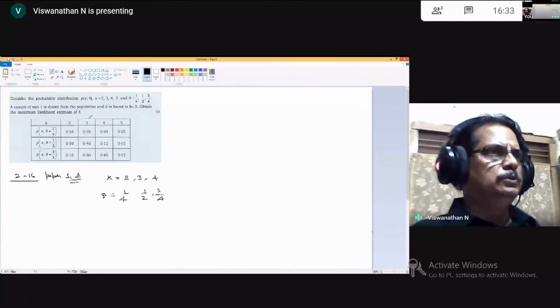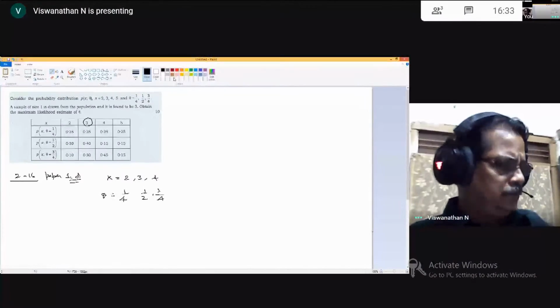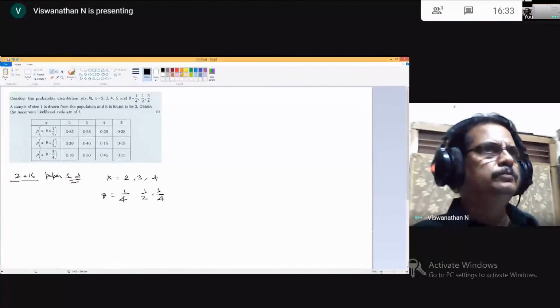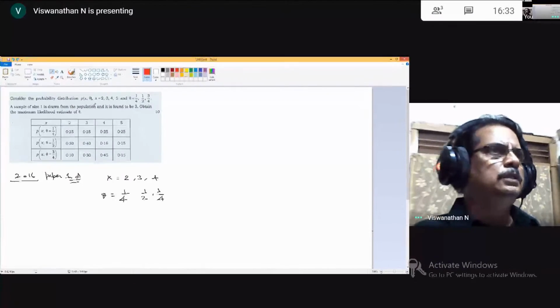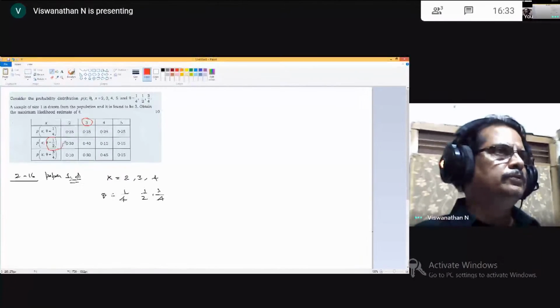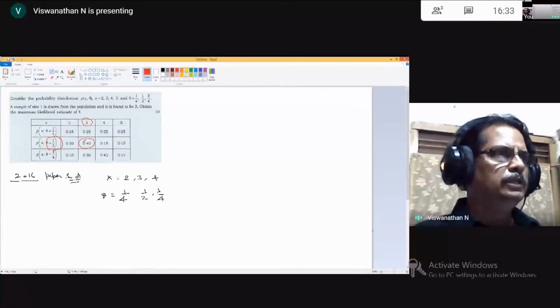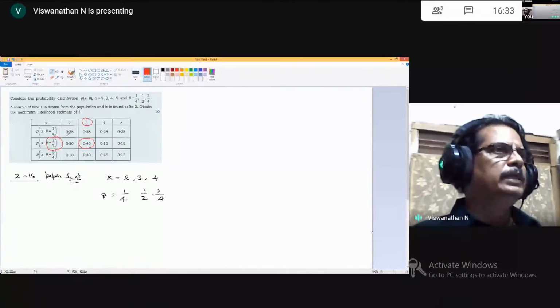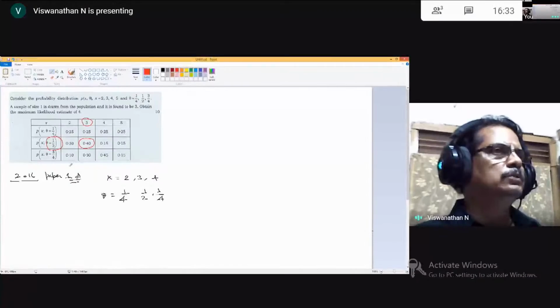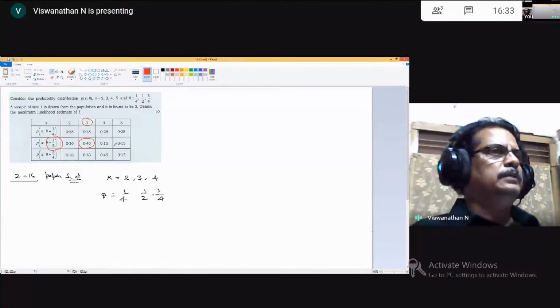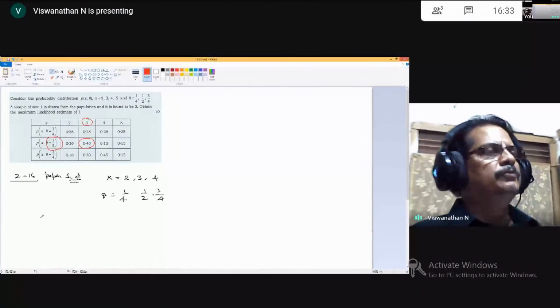When x is equal to 3, I will circle it in a different color. When x is equal to 3 and theta equal to half, this is going to be the value. Similarly, we can find all the values. And for each theta, if you add all the probabilities, it should be 1. The row total should be 1, which you can verify. That is the property of a PMF.